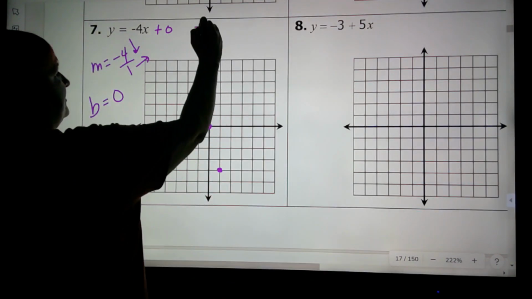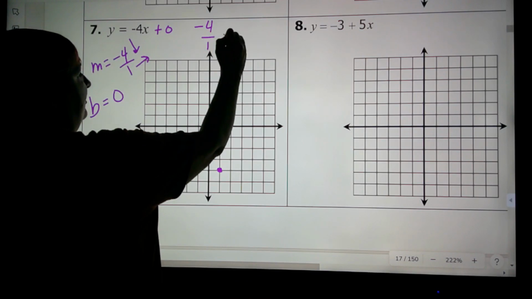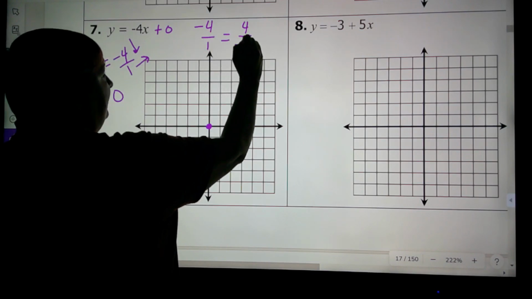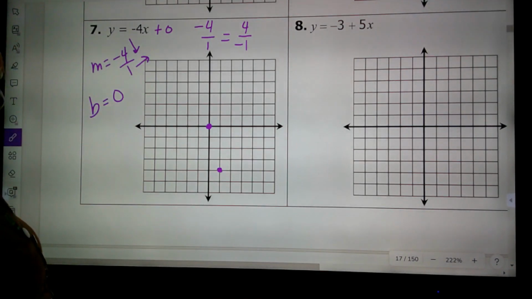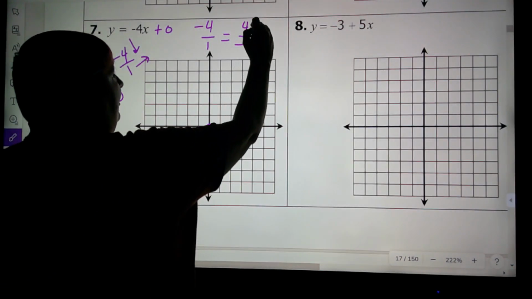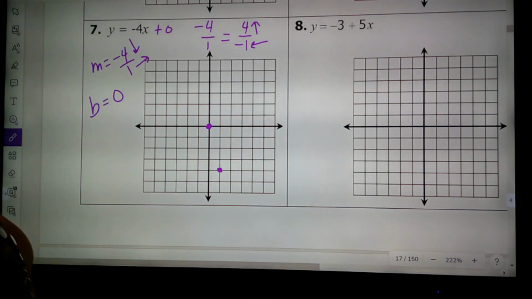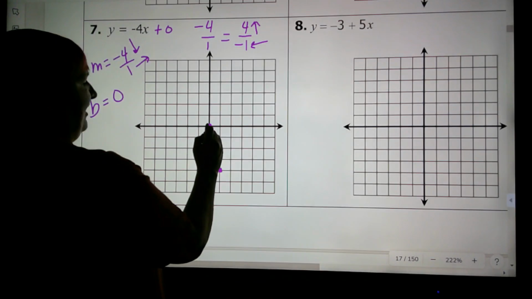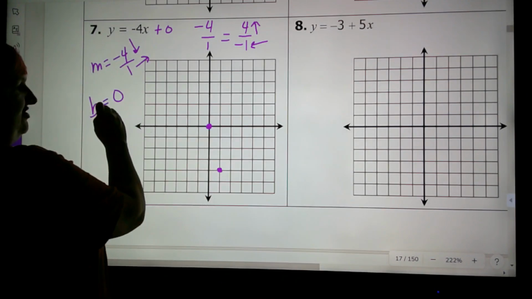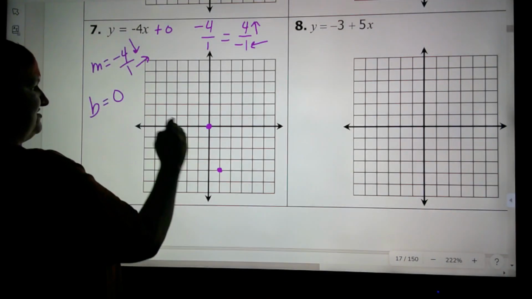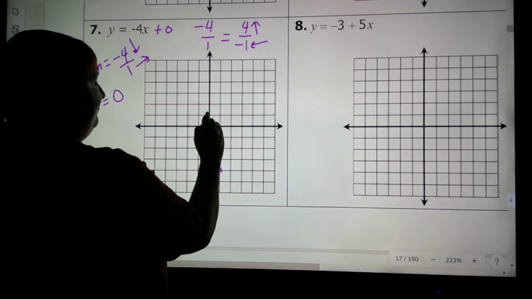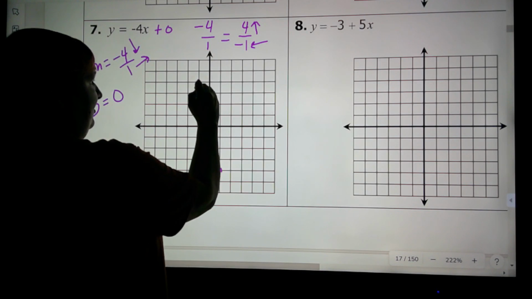So let's do the opposite. Instead of negative 4 over 1, I'm going to do 4 over negative 1, which means I'm going to go up 4 and left 1. Alright, starting back at the origin, because that's our y-intercept. That's where it crosses the y-axis. We're going to go up 4 and left 1.